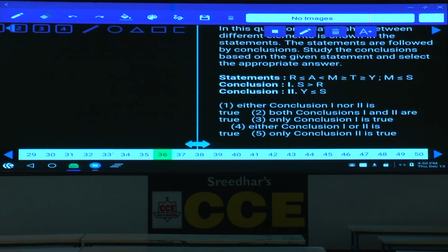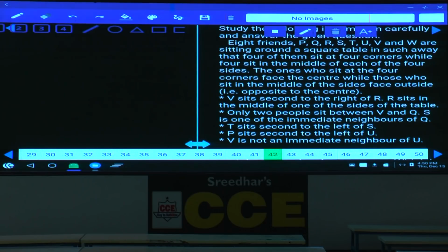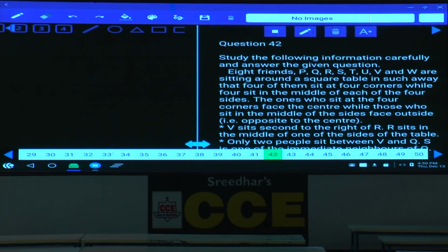Then questions 42 to 46. It is based on 8 friends P, Q, R, S, T, U, V, W seated around a square table in such a way that 4 of them are seated at the corners, while 4 are in the middle of the sides. The ones seated at the corners are facing the center. Now these 4 persons are facing the center, and the persons who are at the middle of the sides are facing away from the center. Clear now?